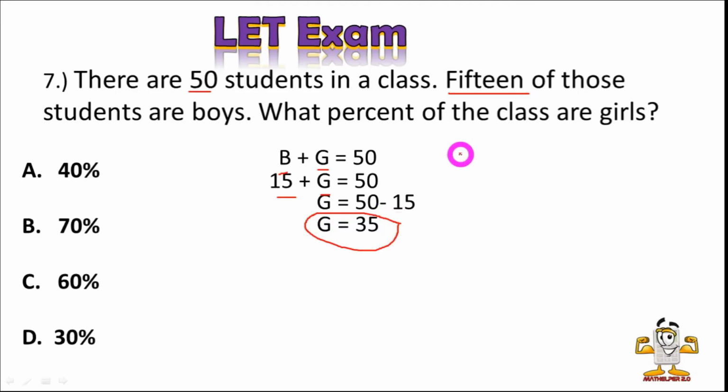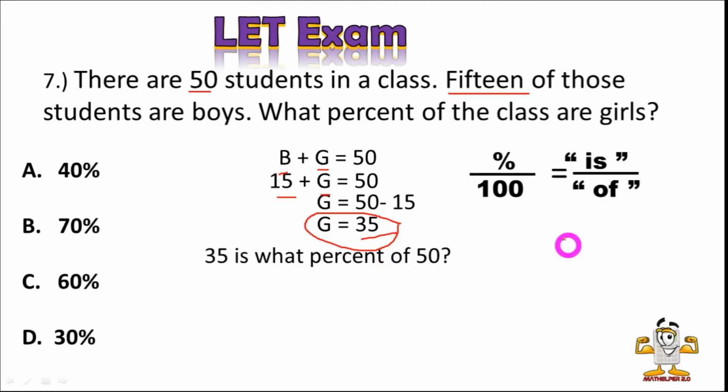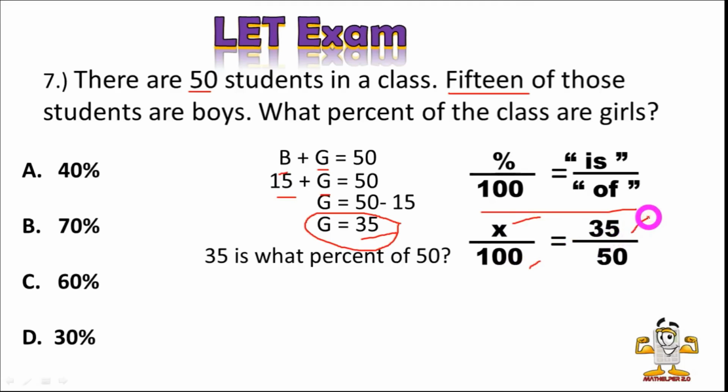So what percent of the class are girls? So ilang percent po yung 35 sa 50? So 35 is what percent of 50? So gagawa po tayo ng percent proportion. So ang percent is yun po yung hinahanap natin, yung x. Yung constant na 100 equals the 35 girls of 50 students.